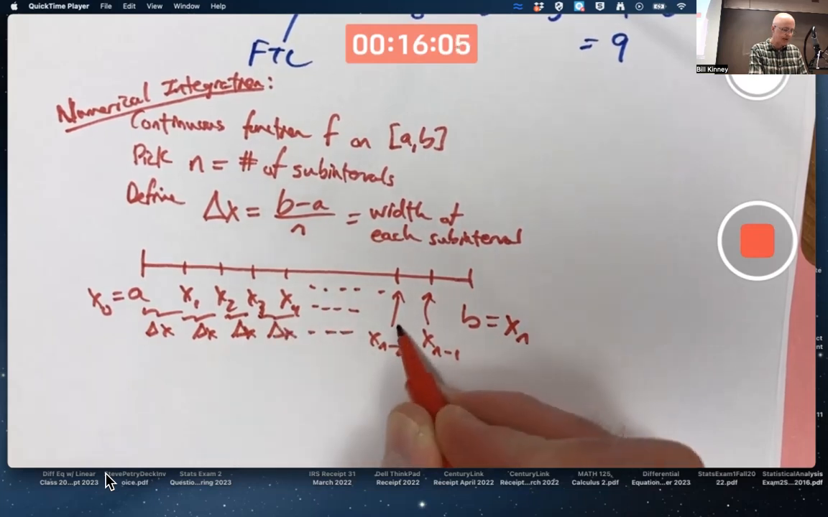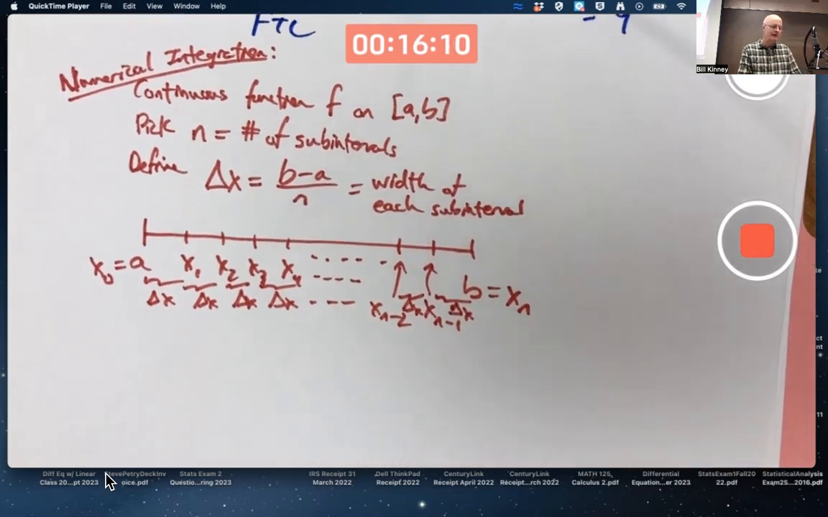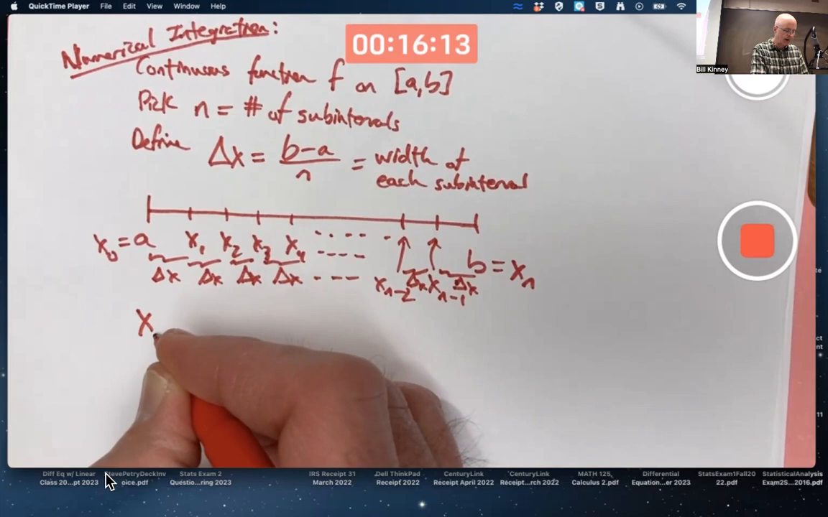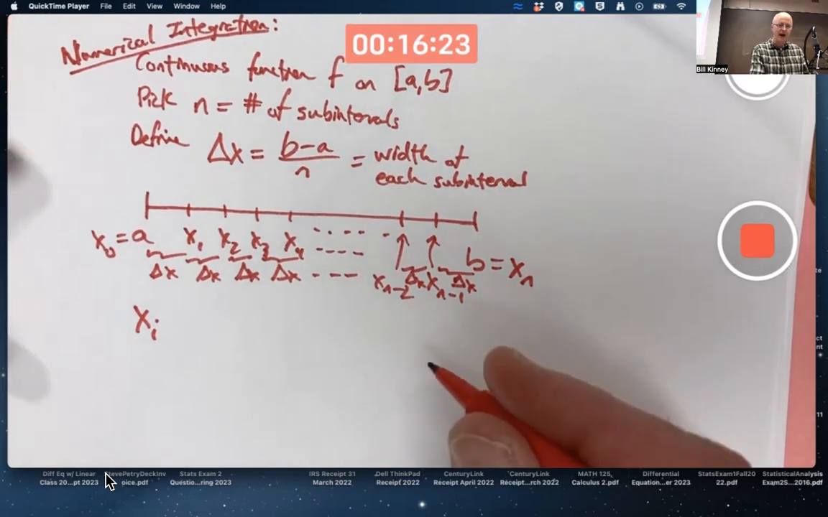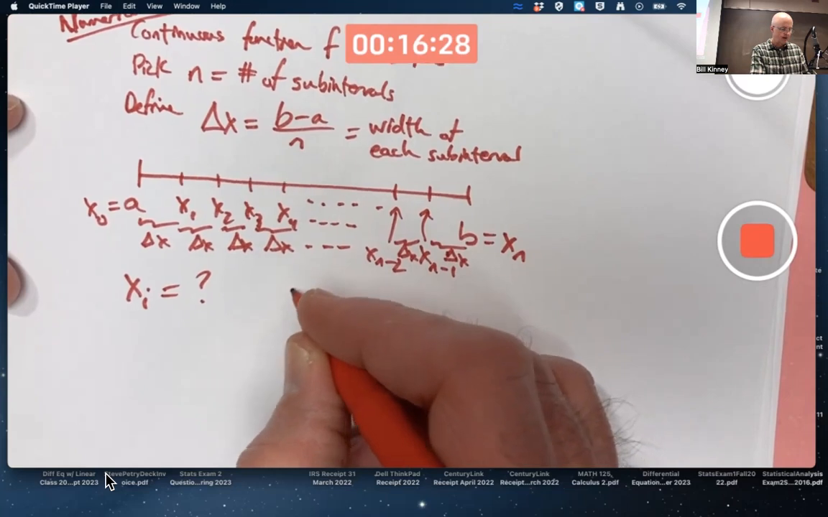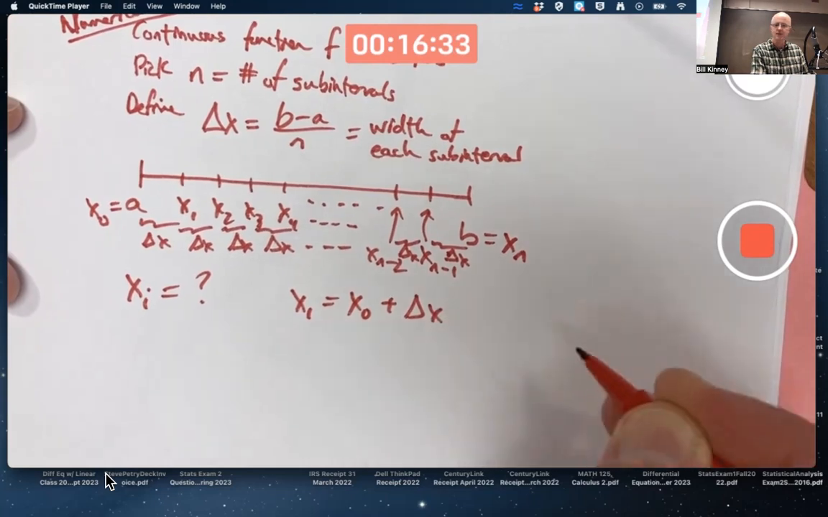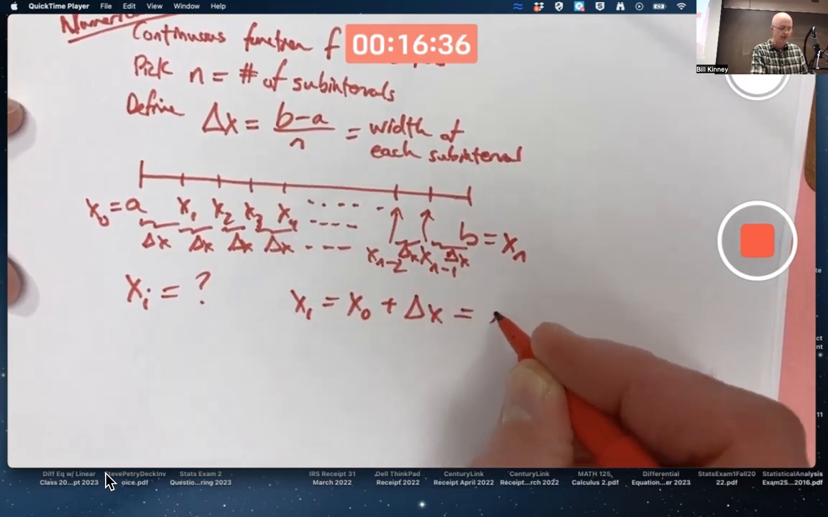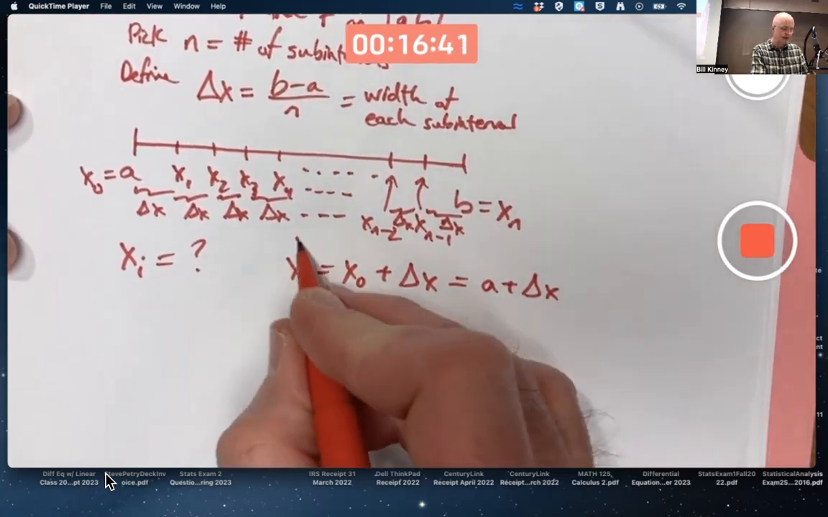Based on this setup, we can write down a formula for the general point x sub i, where i could be 0 or 1 or 2 or 3, etc., through n. Let's do it by pattern recognition. First, I'll put a question mark. x sub 1 is x sub 0 plus delta x. Or let's write it in terms of a plus delta x. x sub 0 itself does equal a.